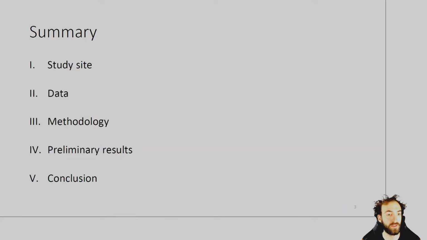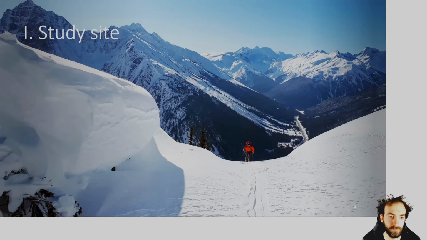I start with the presentation of the study site, then I present the data I'm using for this study, and then I'll show you the methodology I put in place. Afterwards, I present the preliminary results, and I conclude the talk with a few take-home messages.